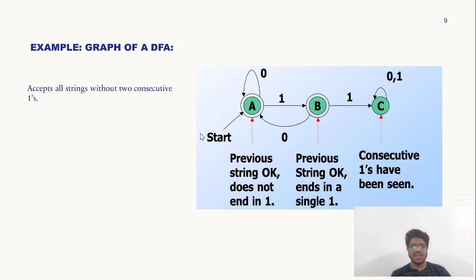We can see in this figure states A, B, C, where A is the starting point. In A, the previous string is okay, but does not end in 1. In B, the previous string is okay, but ends in a single 1. In C, consecutive ones have been seen.